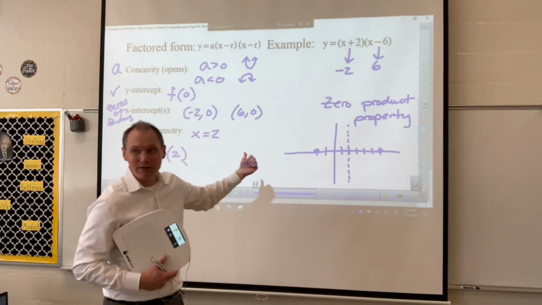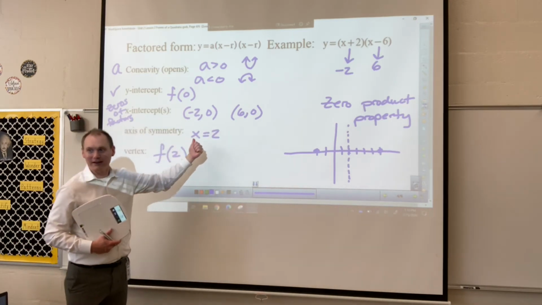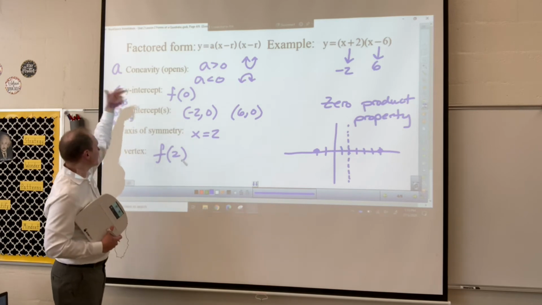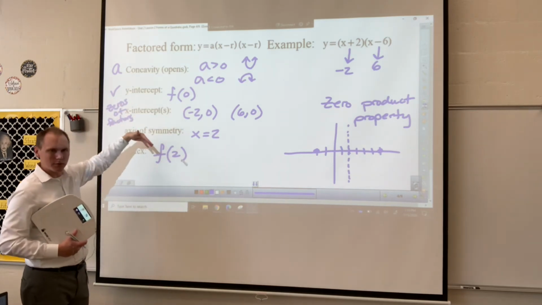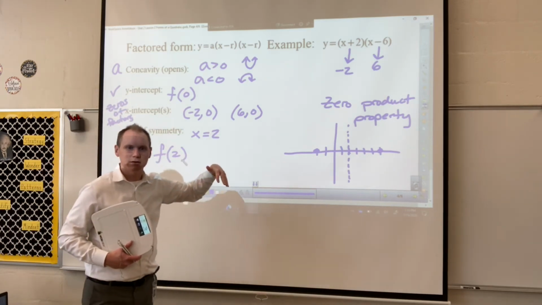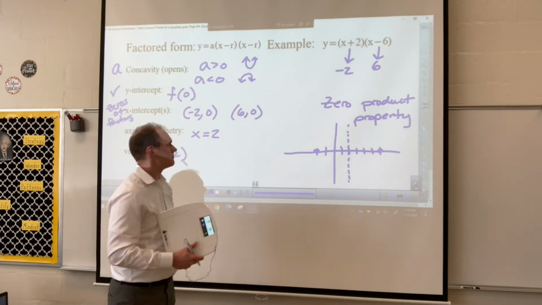So right now, factored form is looking pretty good, isn't it? We can find a lot. The concavity, the y-intercept, the x-intercepts. Some of it takes a little bit of work, but we can find it. So we're liking factored form right now.